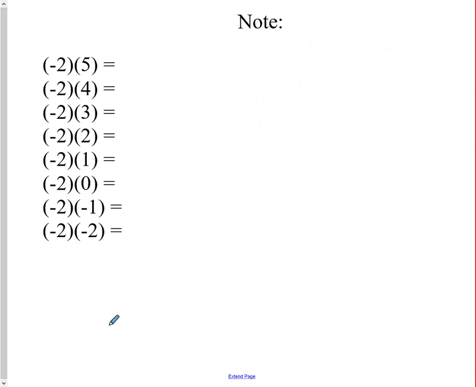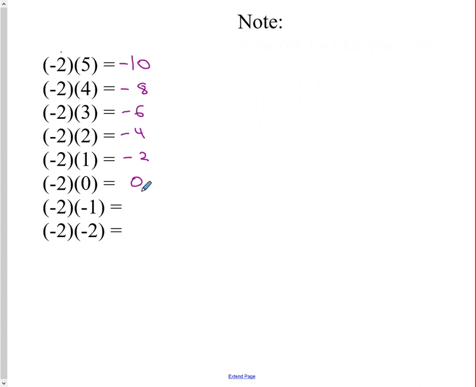Let's try another one here where we're starting with negative 2. So we'll go negative 2 times 5. I know the answer of 2 times 5 is 10, and since I've got one negative in there, it's going to be negative 10. I know that 2 times 4 is 8, so that'll be negative 8. 2 times 3 is 6, so that'll be negative 6. 2 times 2 is 4, so negative 4. 2 times 1 is 2, so negative 2. 2 times 0 is just 0, because anything times 0 is 0.